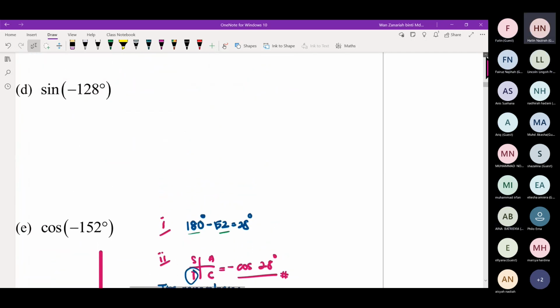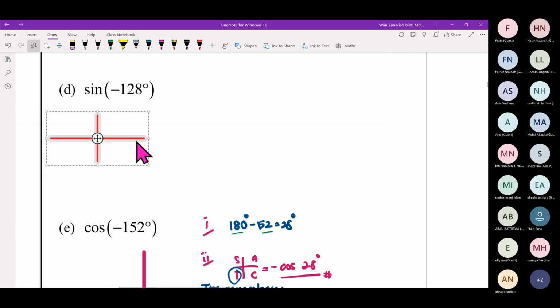Alright, next. Negative 128. Okay, let's do this together. Negative 128, where is it located? Quadrant 3. Because this is 90, this is 128.